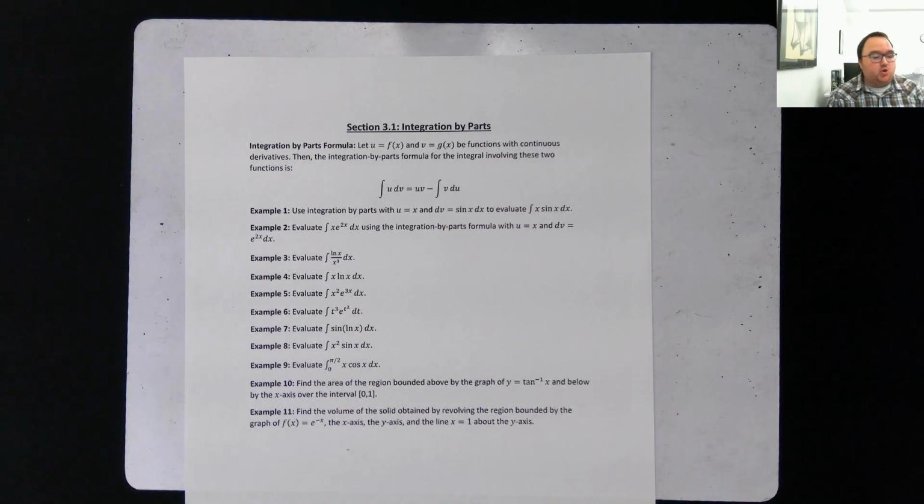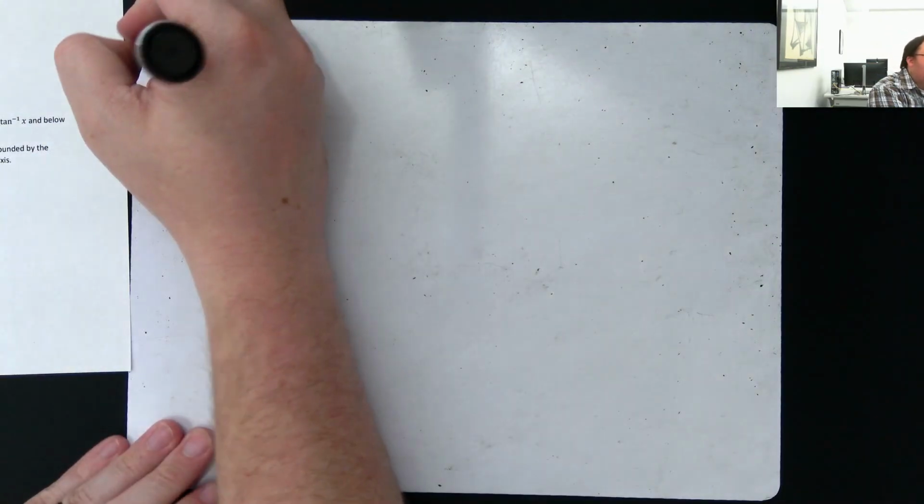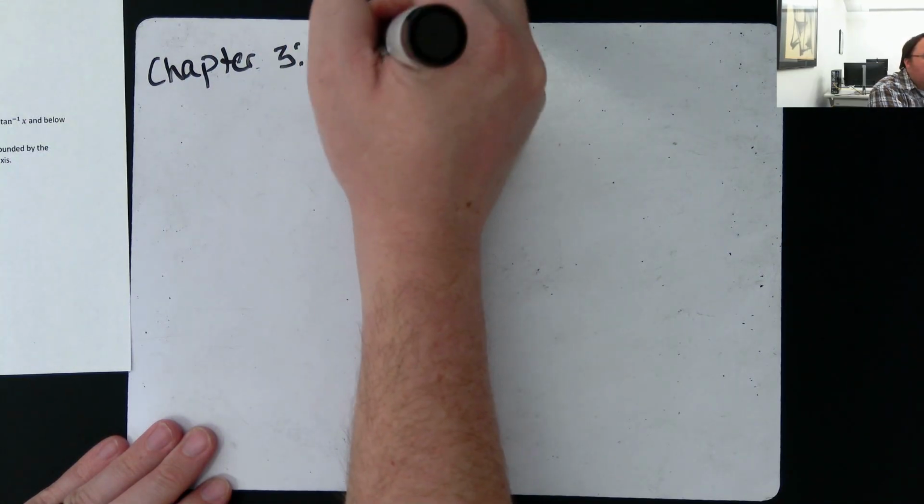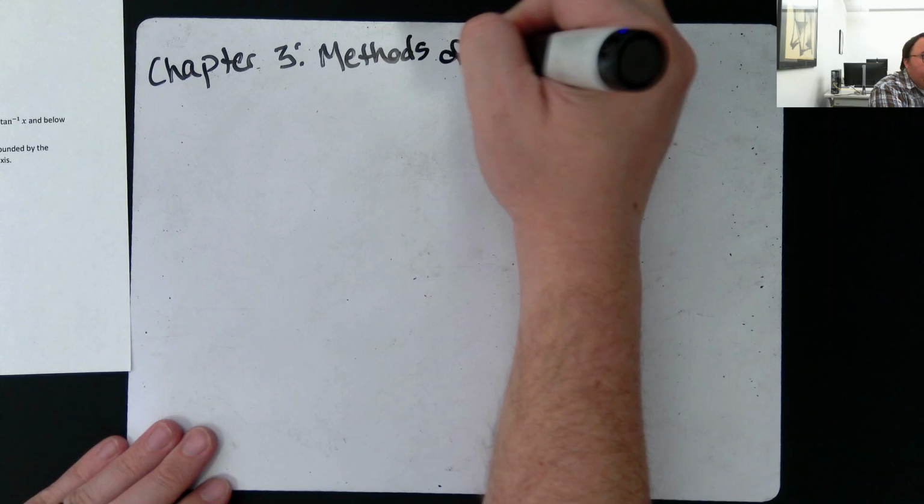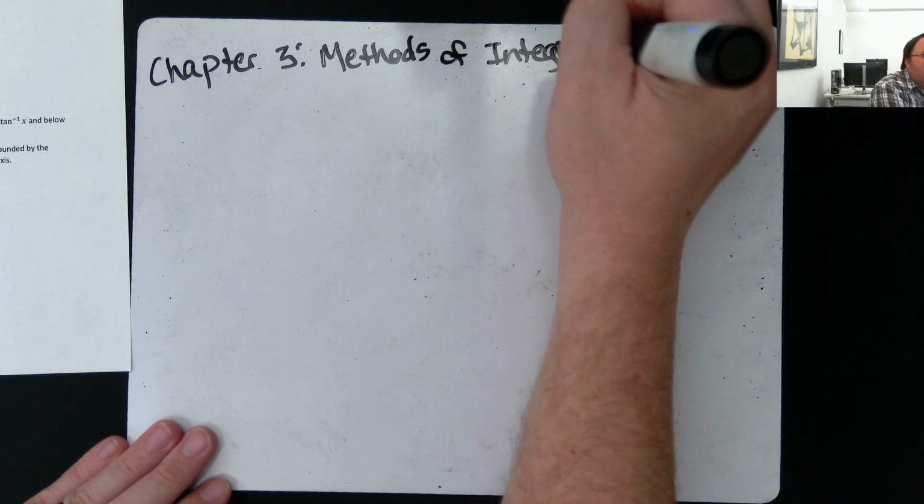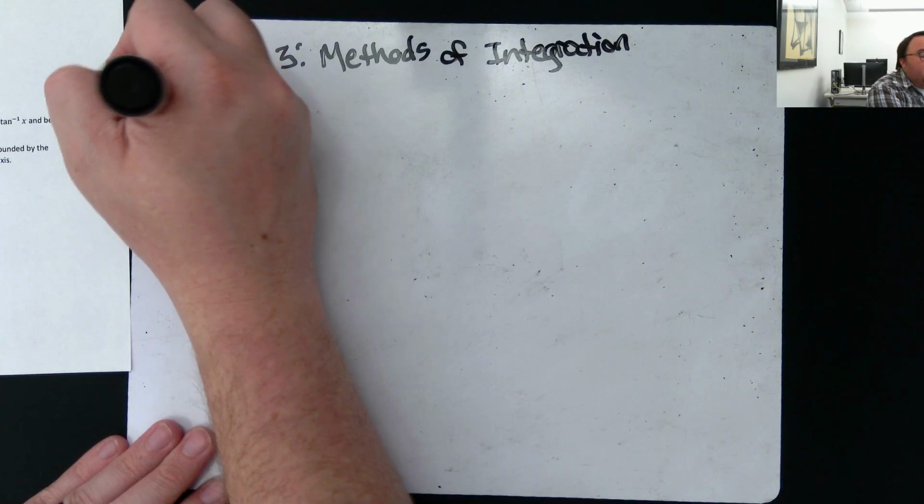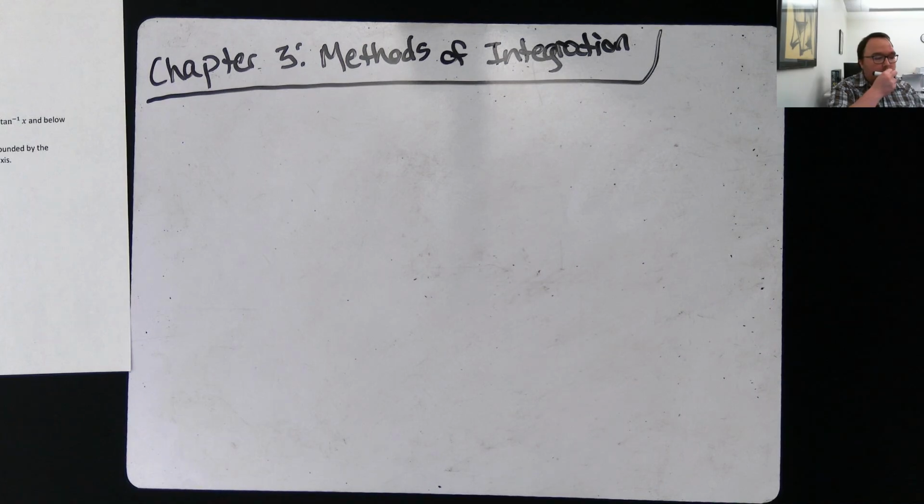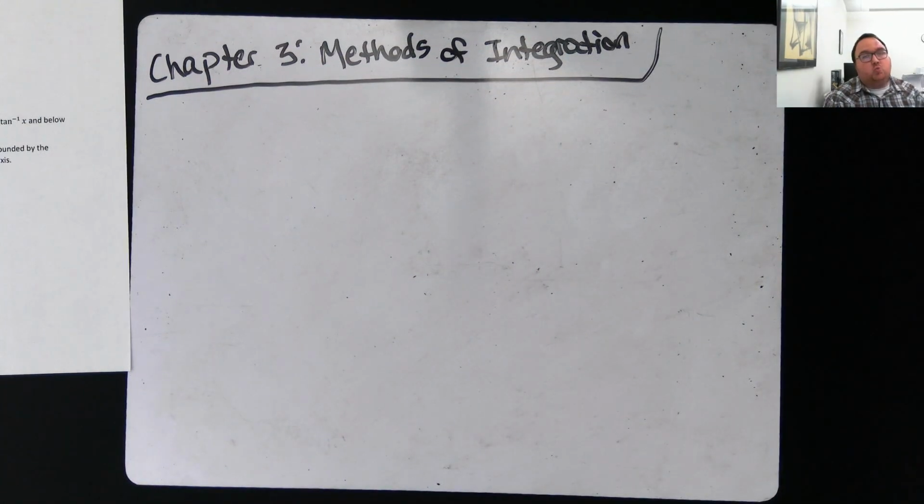All right, it is now time to move on to chapter 3. Chapter 3 is all about methods of integration. So, basically speaking, how do I find the antiderivative of stuff that's hard? Just like we had derivative rules in Calculus 1, these are going to be antiderivative rules to go backwards.